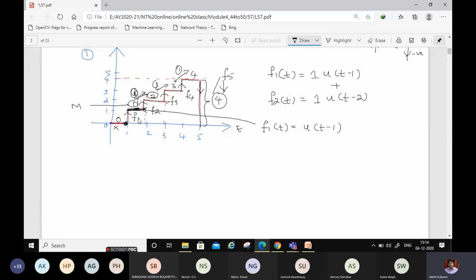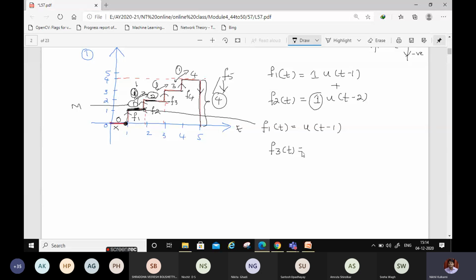Similarly, if you take f2 of t, it is starting over here. Again the magnitude is 2, but with reference to the previous magnitude, what is the change in magnitude? Change in magnitude is 1, right? So you have to add that much magnitude. 1 plus 1 will be 2, so 2 times u of t minus 2.